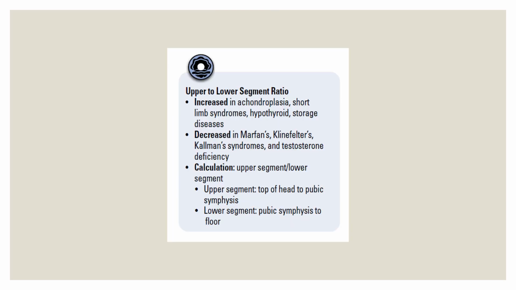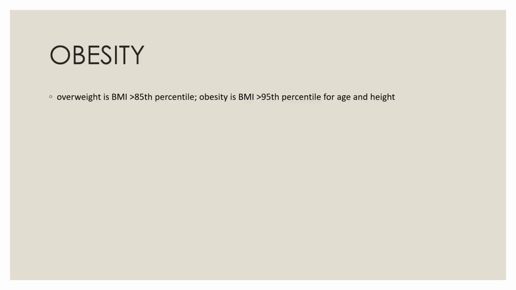Again, if there is short stature, you look at the upper to lower segment ratio. It can be increased in achondroplasia and short limb syndromes, and decreased in Marfan's and Klinefelter's. Decreased means upper segment by lower segment is decreased, so the lower segment will be more, like in Marfan, Klinefelter, Kallmann. Upper segment is from the top of the head to the pubic symphysis, lower segment from the pubic symphysis to the floor.